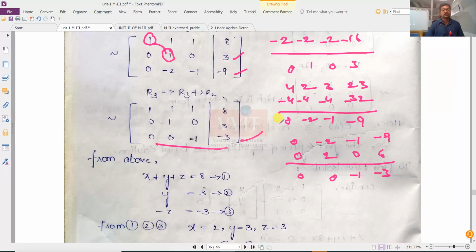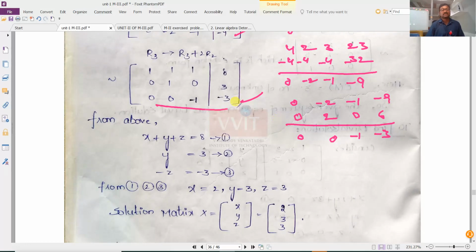Hope it's clear. Once the coefficient matrix is reduced to an upper triangular matrix, then by using the back substitution method, using this, minus z equals minus 3, which implies the z value would be 3. We got it from here, it's fixed.